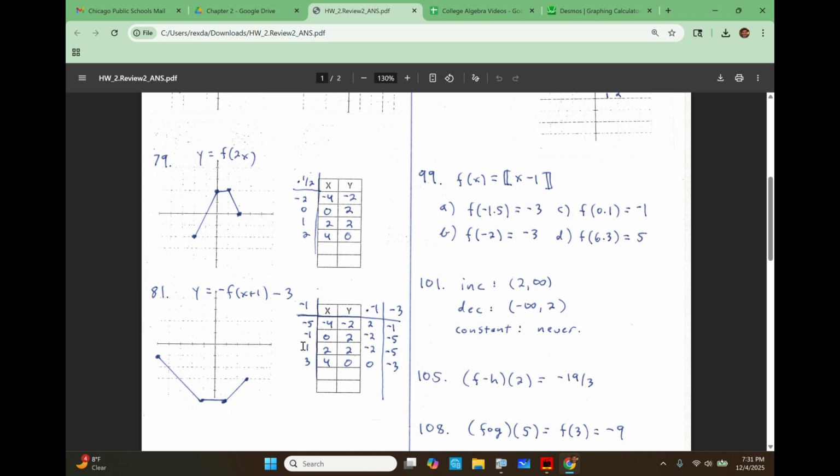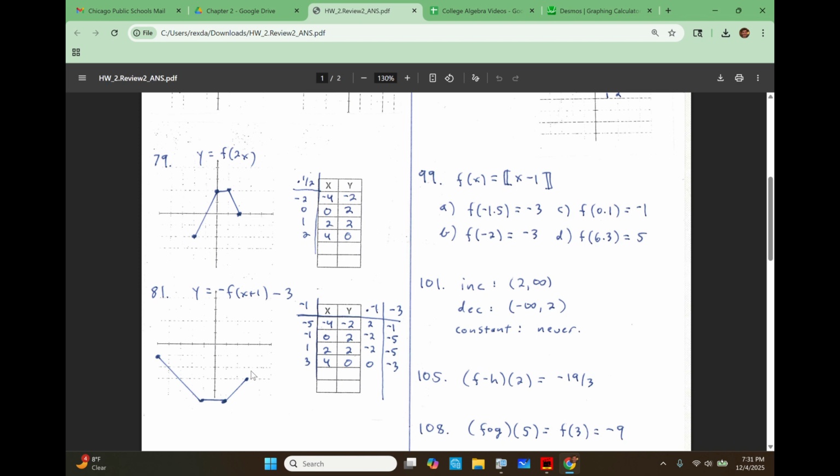Bam, there we go. Then I'm going to take all these y values and multiply all of them by negative 1. There we go. Final move, always do my vertical shifts last. I'm going to take these y values and subtract 3 from each of them to get these values here. So my new points are negative 5, negative 1, right there. Negative 1, negative 5, right there. 1, negative 5, right there. And then 3, negative 3, right there.